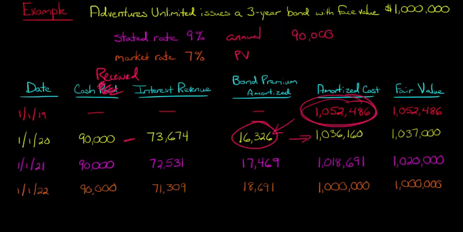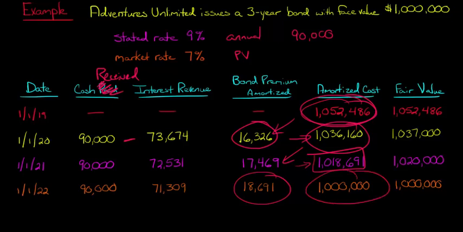So on January 1st, 2020, we've got an amortized cost of $1,036,160, but then we subtract the amount of bond premium that we amortize in the next period, $17,469, and that gives us a new updated amortized cost of $1,018,691. Then in the final period, we amortize $18,691. So the final amount of the bond premium has been amortized, and at the final day of the bond, when it matures, the amortized cost is $1 million.